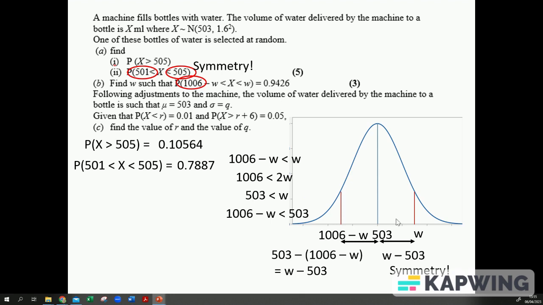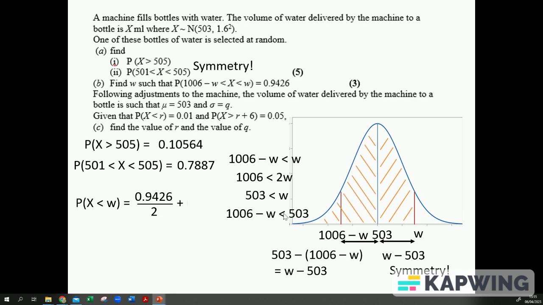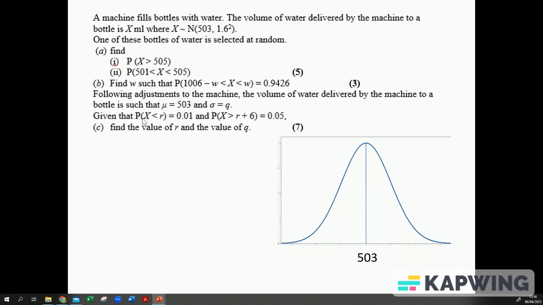And if it's symmetrical, of course, we can work out what each of these areas is. Now we want the value of W here. So the area to the left of W is this bit, which is just half of the 0.9426, the area in between. And then you've got to add this on, which is 0.5. And that gives you 0.9713. Do the inverse normal on the calculator with that area, and then the mean of 503, standard deviation 1.6, and you should get 506.04.